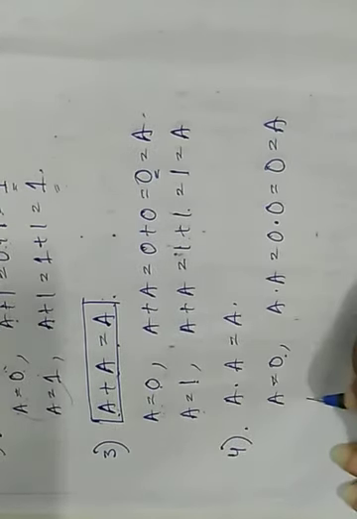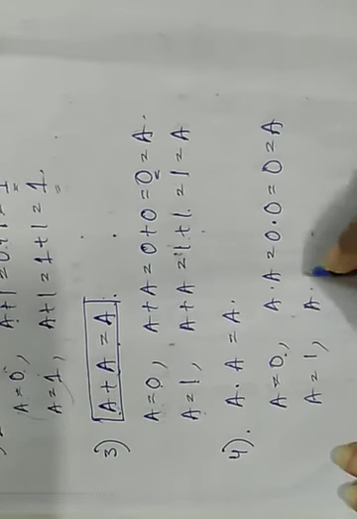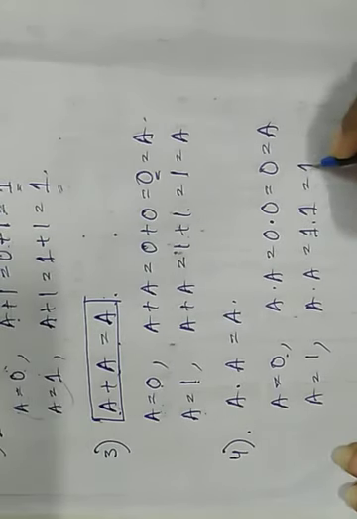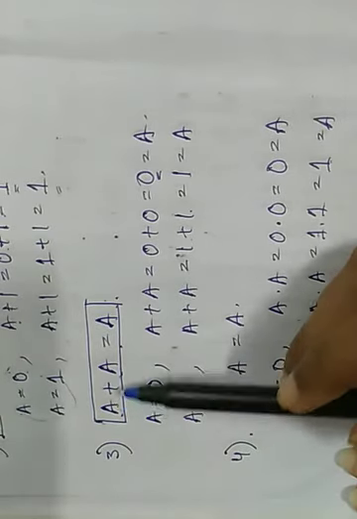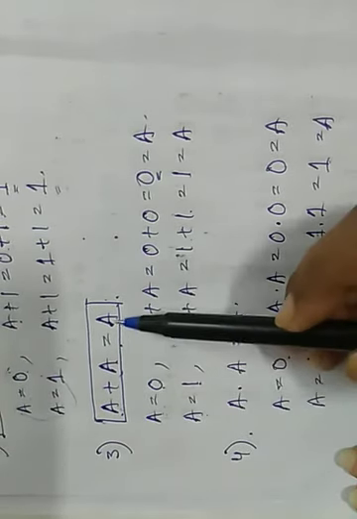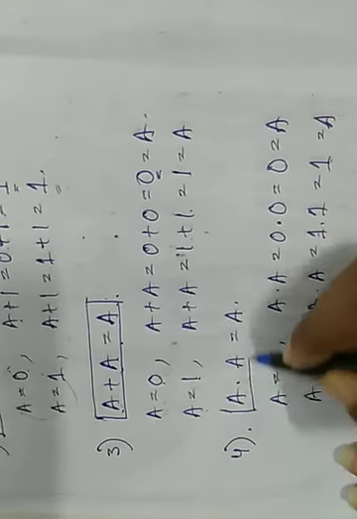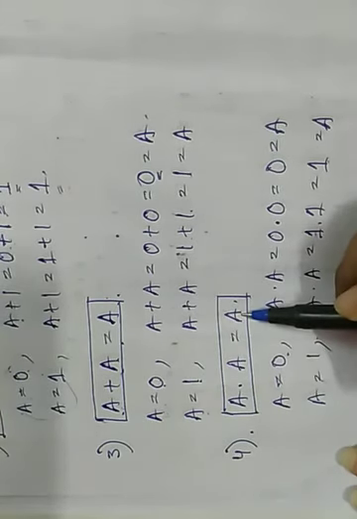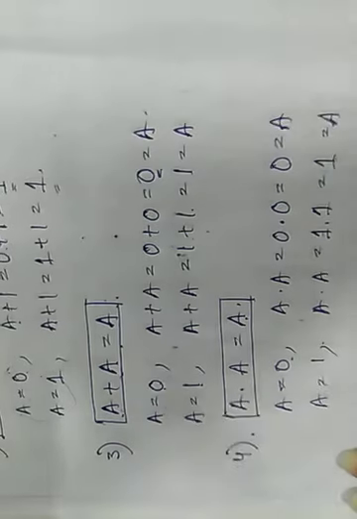And if we take a equals 1, that means a dot a means 1 dot 1 equals 1, which equals a. So if the OR operation of two variables gives the same variable as a result, then the AND operation of two variables also gives the same variable as an output. Clear? So this is our fourth identity.